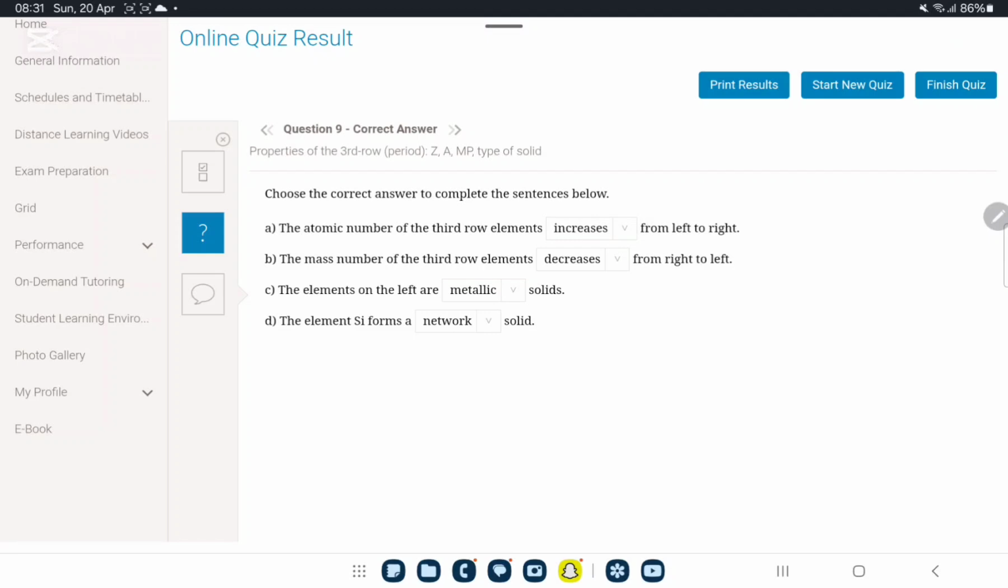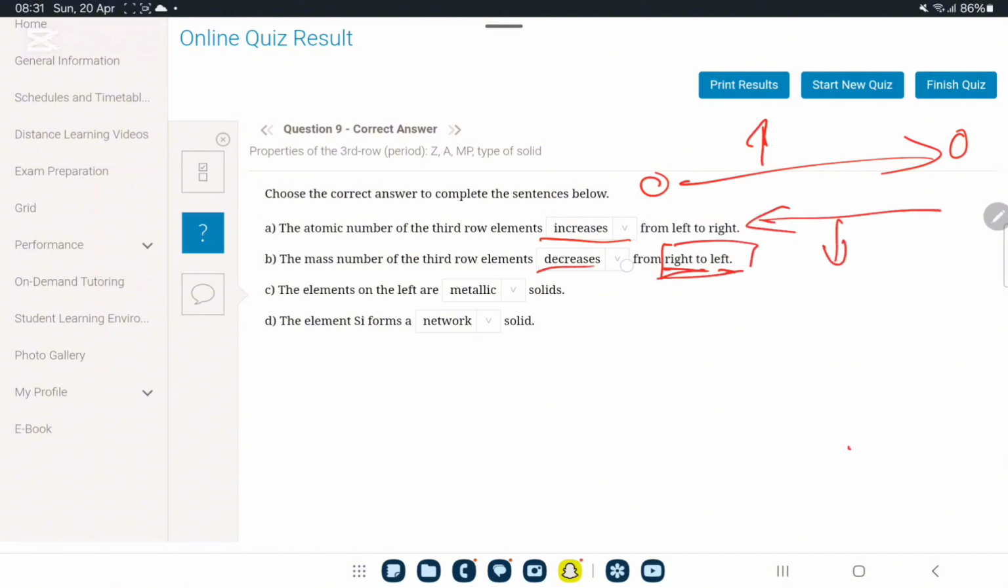The atomic number of third row elements increases from left to right, from metals to non-metals. Atomic number and mass number increase. And then the mass number of third row elements, blank, from right to left. Careful here, they're trying to confuse us. It's from right to left, so it's the opposite, so it decreases. The elements on the left, again, anything on the left of the periodic table is metals. And Si is the only one in period 3 to form network solids.